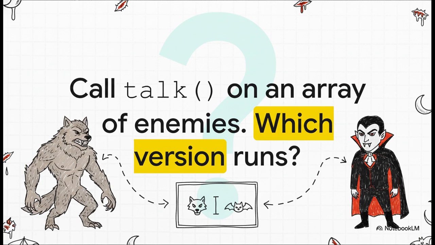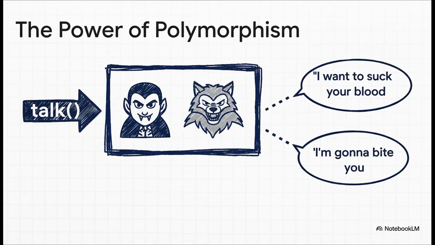The vampire's? The werewolf's? And here is the magic. When we call talk on that first item, the program checks at that very moment and sees, hey, this is a vampire object, and it runs the vampire-specific method. Then when it gets to the second item, it sees it's a werewolf and runs its method. The same exact function call, talk, produces completely different results depending on the actual object's type. That right there is the power of polymorphism.